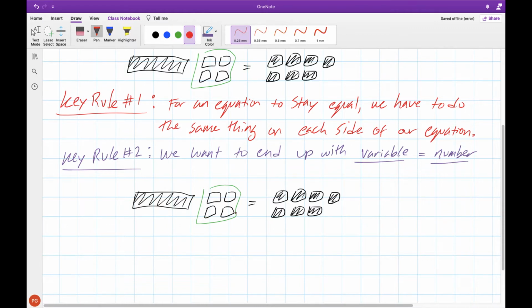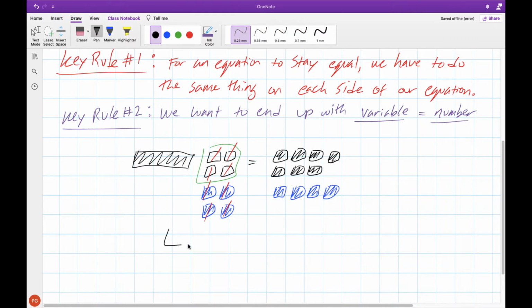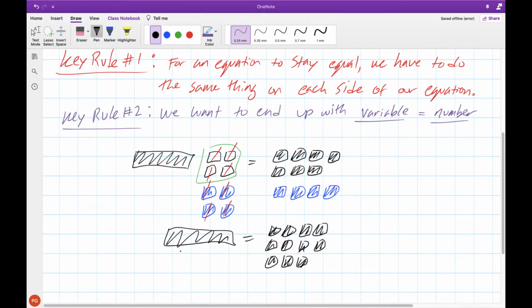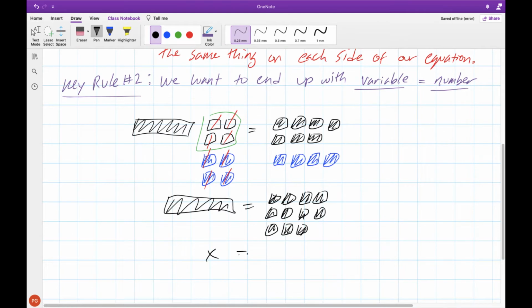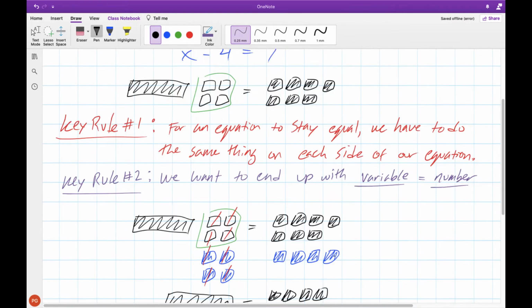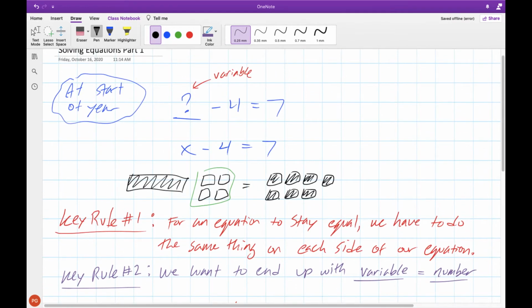If we have a negative 4 here, we could cancel this out by adding 4 to this side of the equation. But then we would have to do the same thing on our other side. These would all cancel out with each other, and then we would end up with this right here. Notice now we have variable, our x, equals a number. In this case, we would get 11. So the answer to this question would be that x needs to be equal to 11. So that's one technique for solving this using tiles.